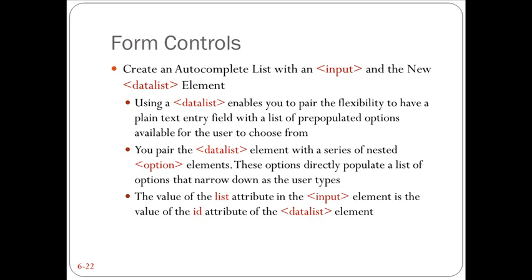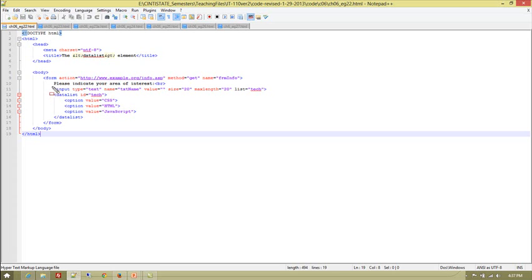These options directly populate a list of options that narrow down as the user types. The value of the list attribute in the input element is the value of the ID attribute of the data list element. So you can see here that we have just a plain text input. We have a data list that has an ID of tech, and it's got CSS, HTML, JavaScript, and it also adds the new list attribute, and it's set to tech, which is the ID of the data list.